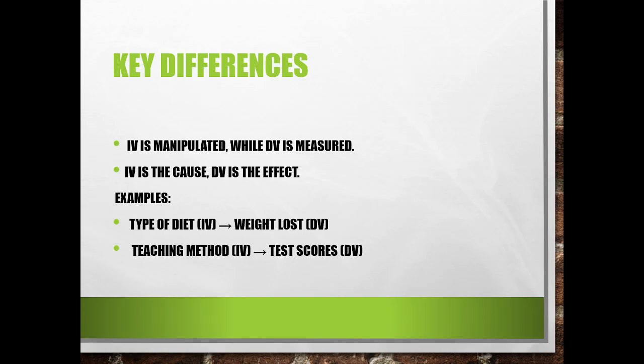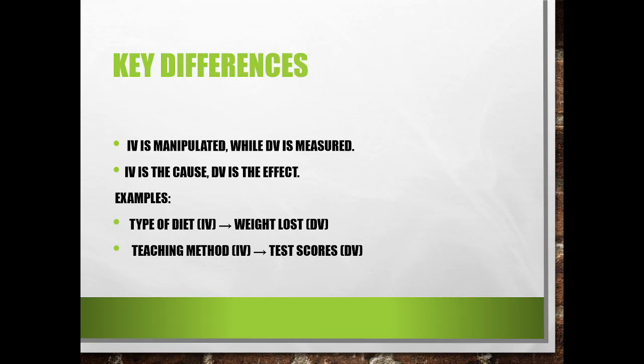Now, let's look at the key differences between dependent variable and independent variable. The independent variable, which is known as IV, is manipulated while the dependent variable is usually measured. The independent variable is the cause while the dependent variable has the effect.